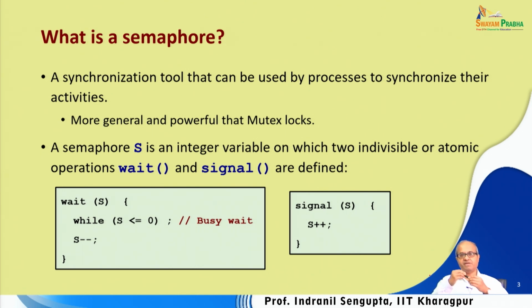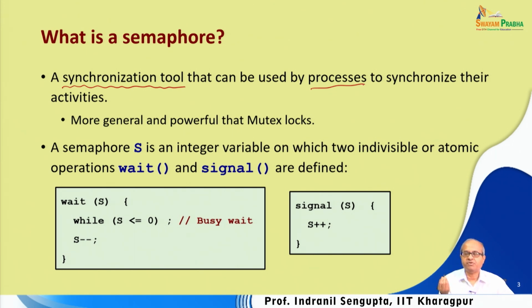First, let us try to define a semaphore. Firstly, a semaphore is a synchronization tool. Let us appreciate that first. Technically speaking, a semaphore is a variable, but basically it is a tool which you use for synchronization. So, in that sense, you can say a semaphore is nothing but some synchronization tool that can be used by processes to coordinate and synchronize their activities.